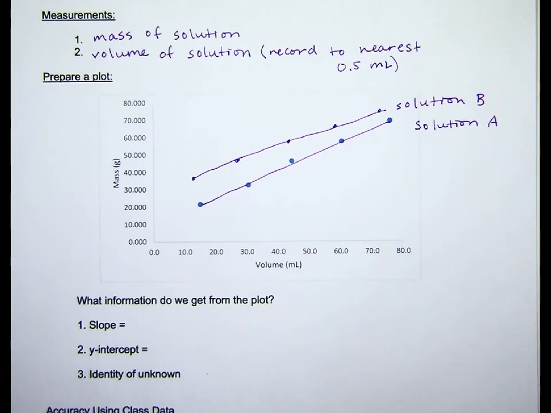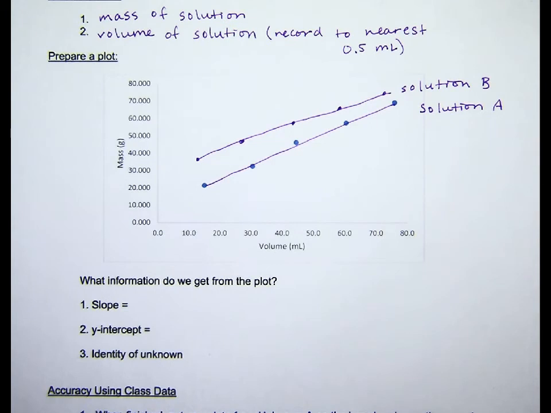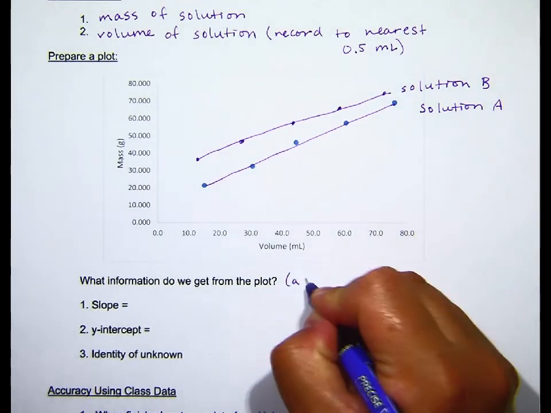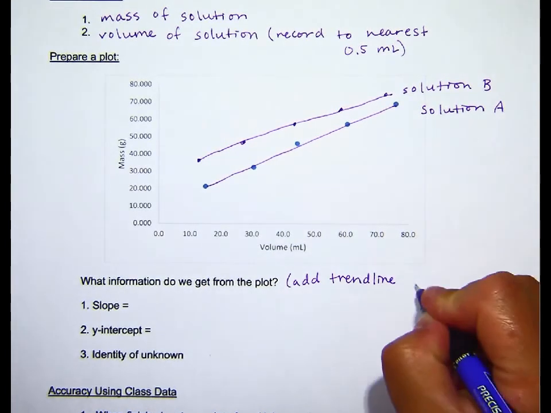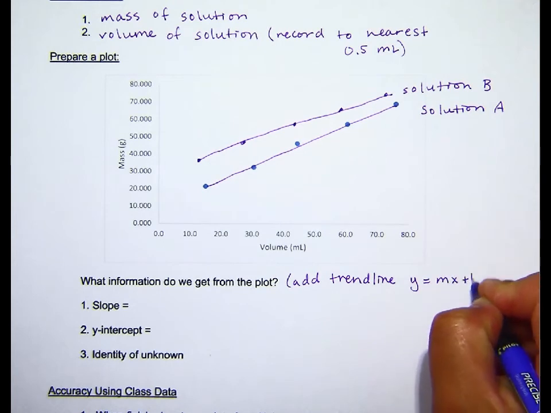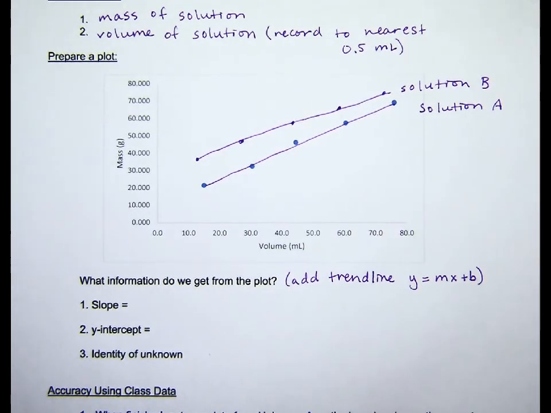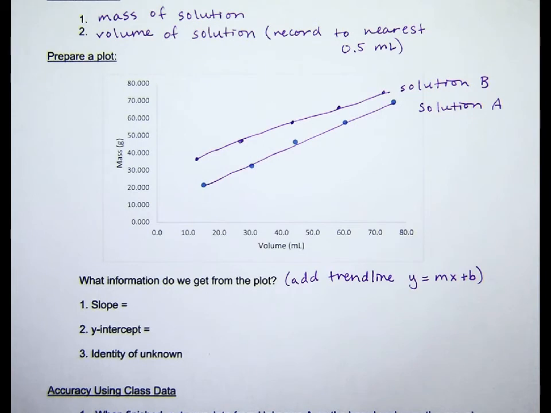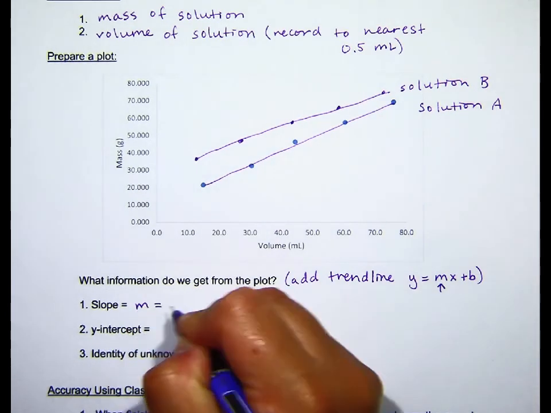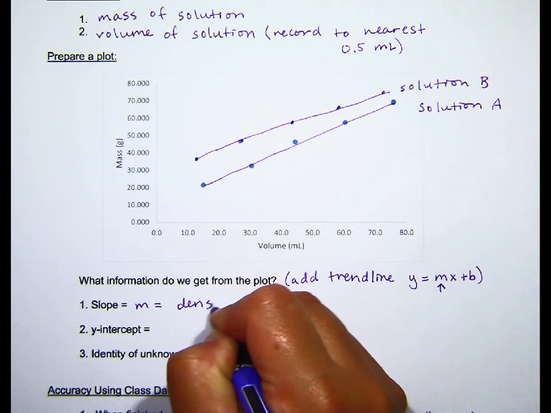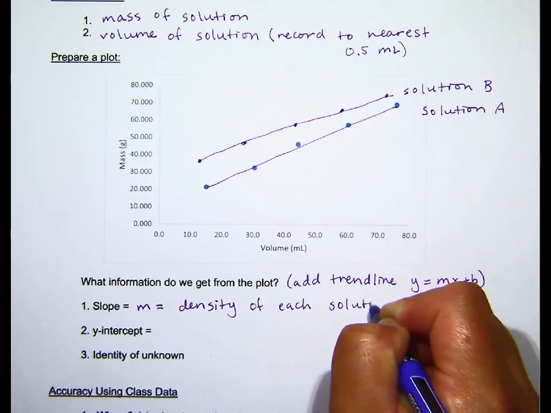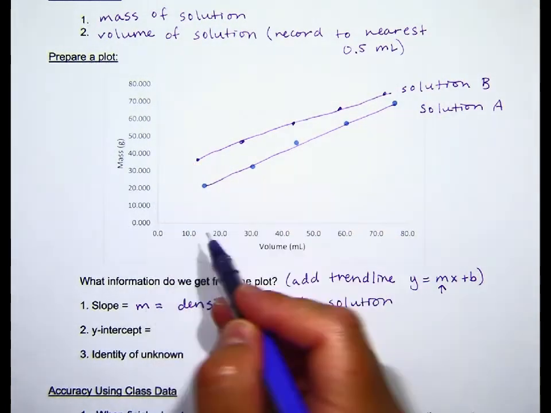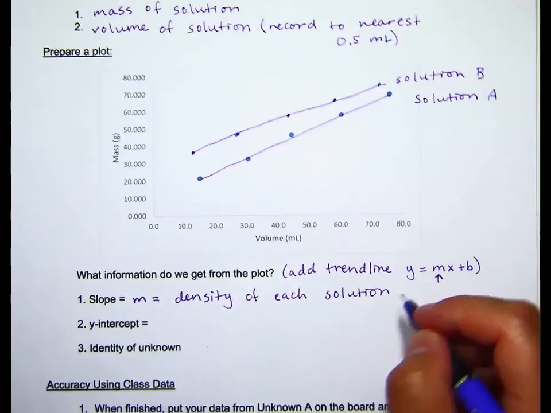So when we make our plot in Excel, we can add a trend line. When we add a trend line, we will get an equation of a line that is y equals mx plus b. So what information do we get there? So the slope of our graph, which is going to be the m part of the equation, that tells us the density of each solution. We know that because slope is rise over run, so mass over volume. So that's the density.